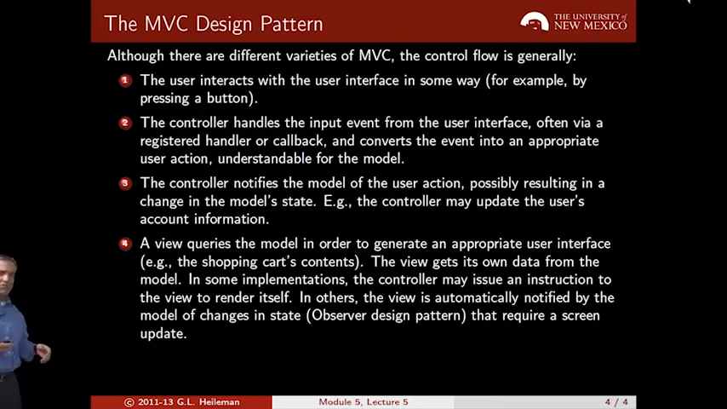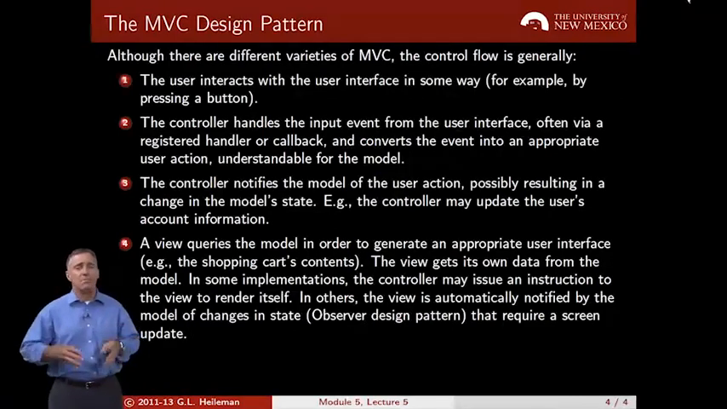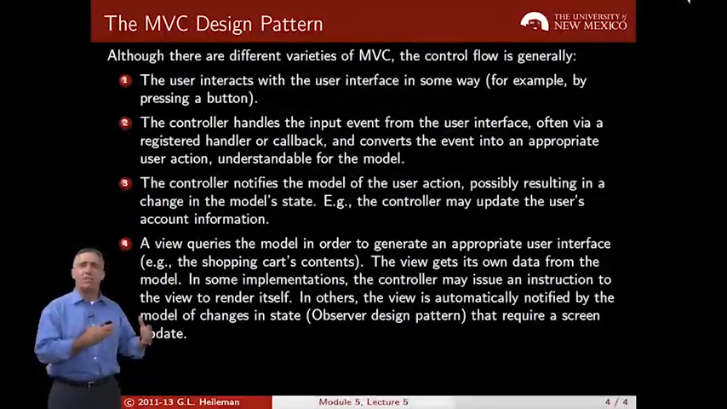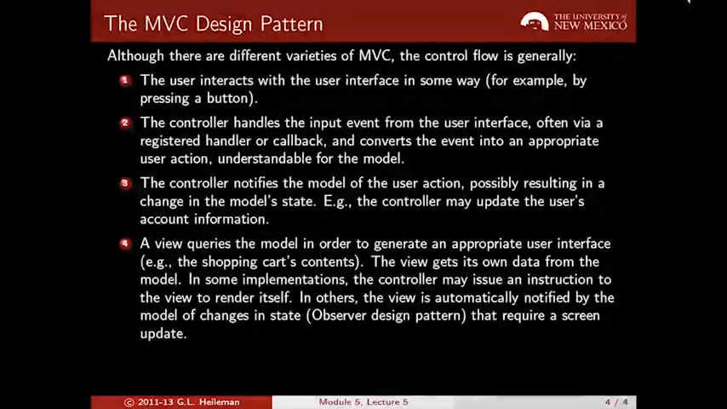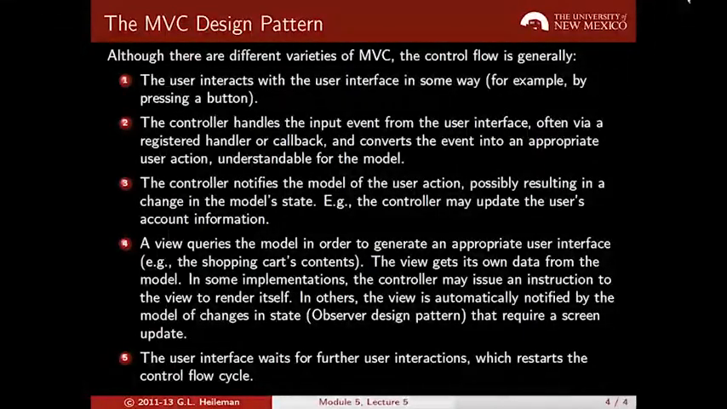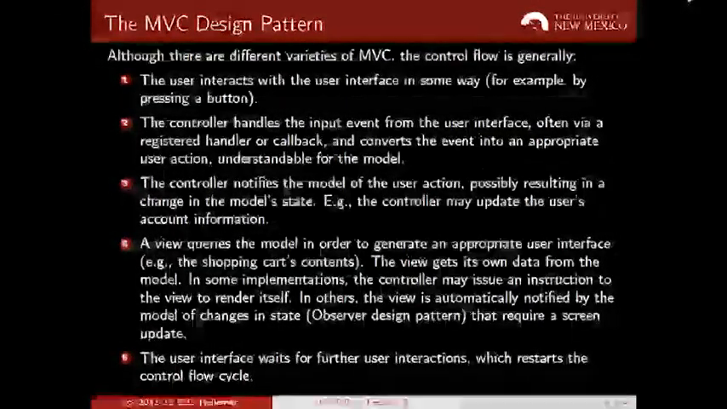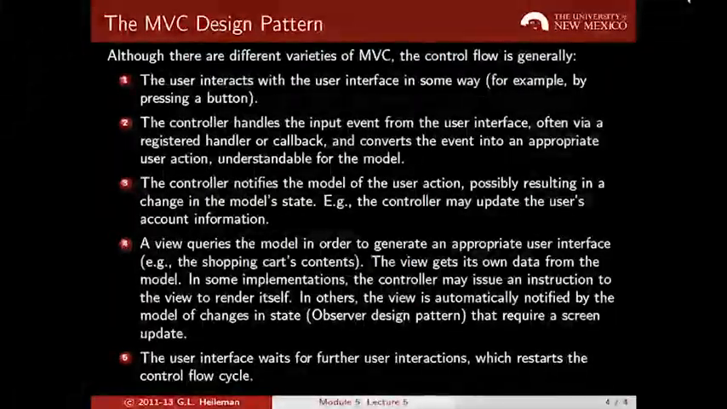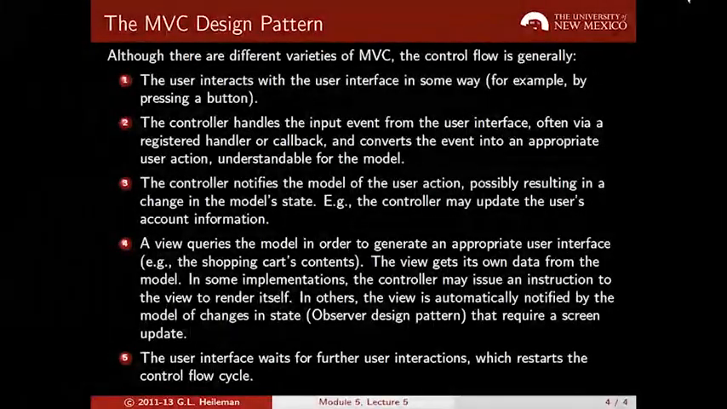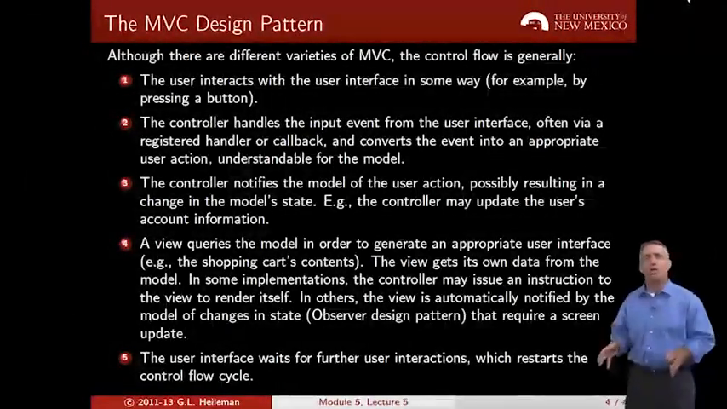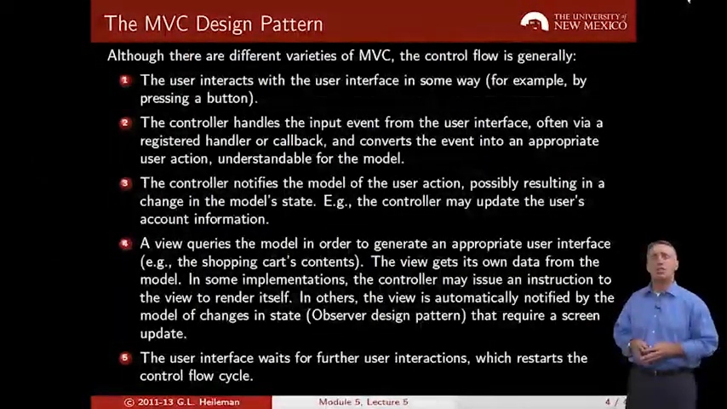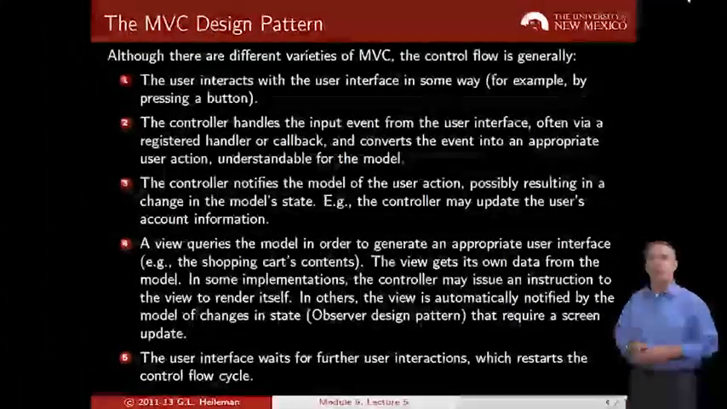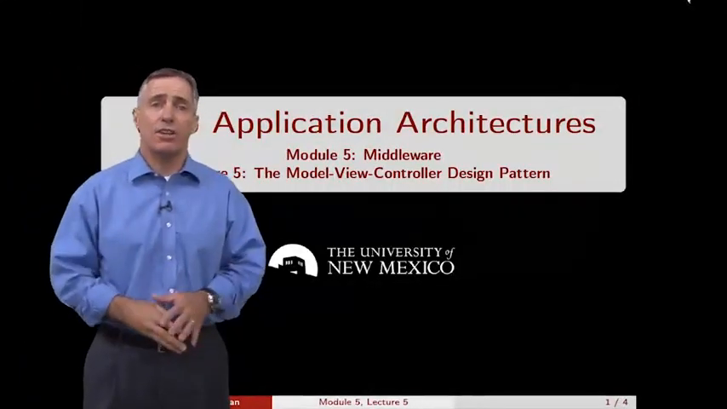You can also have this situation where there's an observer design pattern where the view is always looking at the model, and every time it sees an update, it automatically updates itself. Again, not how Rails does it. The controller is responsible for doing that. And then it starts the cycle over again. The user interface is again waiting for further user interactions, and this whole control flow starts again. So this is the basic idea behind the Model View Controller design pattern, the partitioning of the components and the flow through the architecture. We're going to see how Rails does this shortly. This completes the fifth lecture in Module 5.